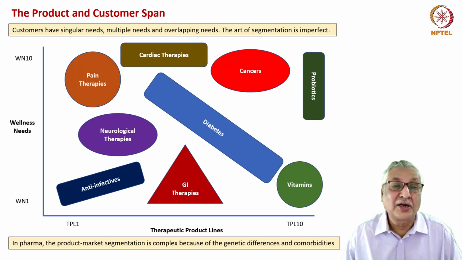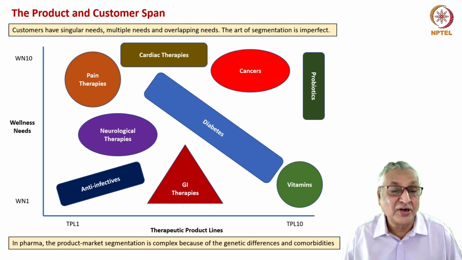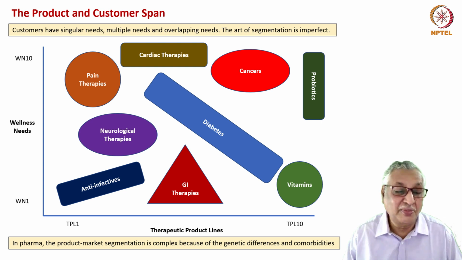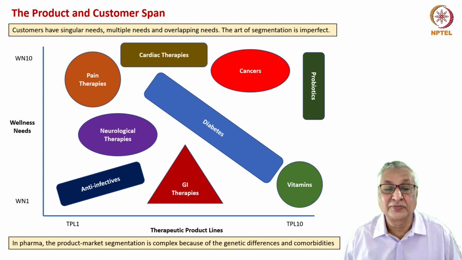There is a span related to the customers. There is also a span related to the product portfolio. Let's look at a pharmaceutical industry example. As you know, diseases are of several types, and correspondingly, you have therapeutic requirements or therapeutic choices of different types. Therefore, you can think of the pharmaceutical industry being open to multiple therapeutic lines. Let's call it TPL1, that is, therapeutic line 1, to therapeutic line 10.